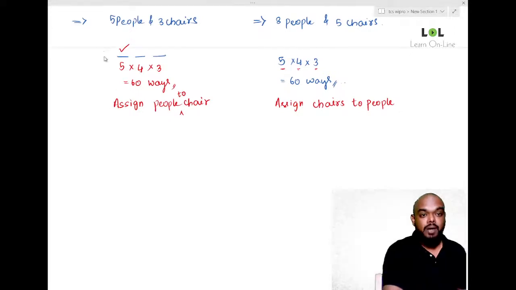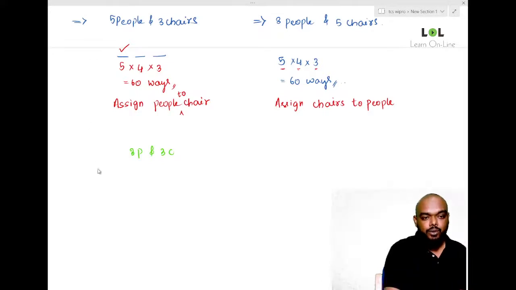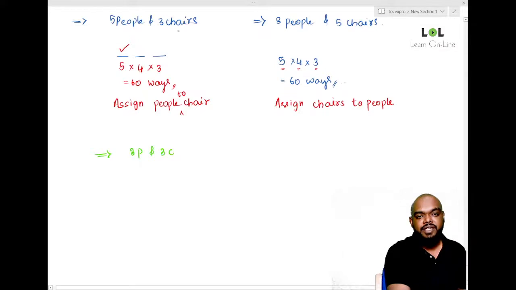Suppose now I talk about 3 people and 3 chairs. You can do it in whichever way you want. Observe. How many ways can we arrange 3 people in 3 chairs? The first chair can be filled in 3 ways. One person is sitting here. The second chair is filled in 2 ways. The third chair in 1 way. So what is the answer? 3 factorial, which is nothing but 6.